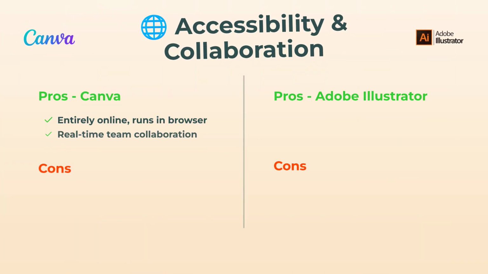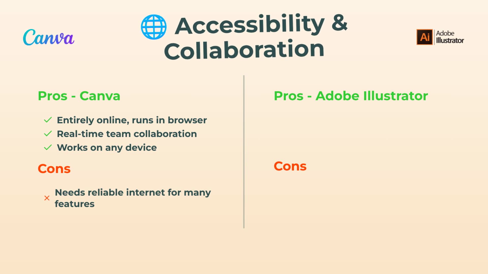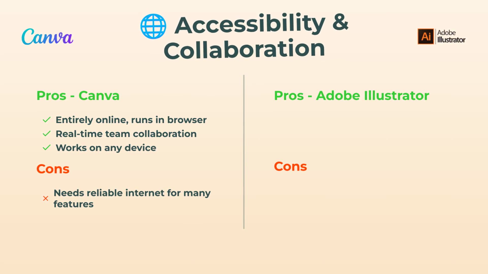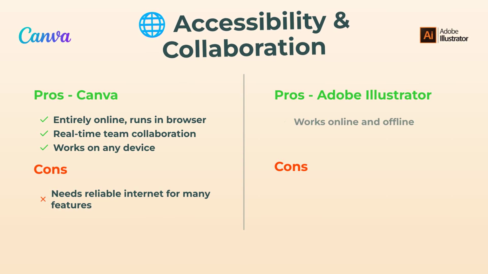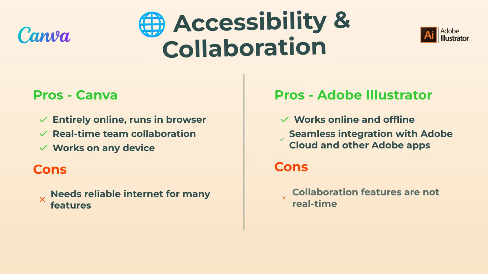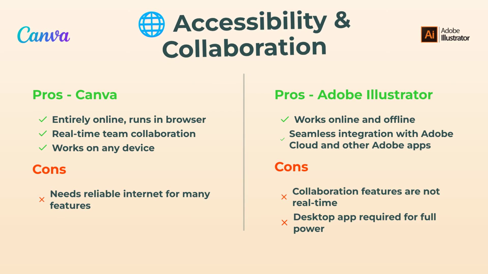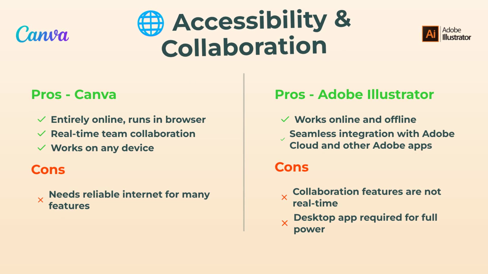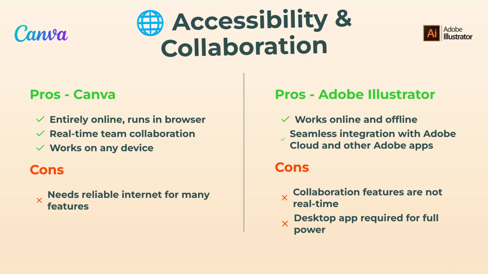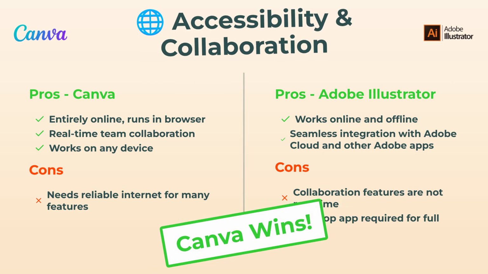Accessibility and collaboration. Canva lets you work online, in your browser, on literally any device. You can even team up with people in real time. Perfect for groups and quick edits on the go, as long as your internet doesn't bail on you. Illustrator, meanwhile, does work both online and offline, which is awesome for pros, and it syncs up super well with Adobe stuff. But if you want to collaborate quickly with your team, it's not really built for that. Plus, full features need the desktop app. So what's the verdict? Canva makes teamwork just way easier.